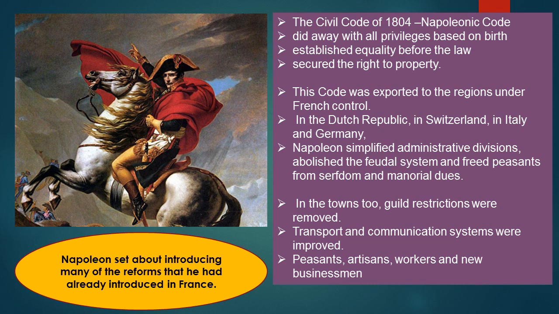The Civil Code of 1804, called the Napoleonic Code, did away with all privileges based on birth, established equality before the law, and secured the right to property. This code was exported to the regions under French control: the Dutch Republic, Switzerland, Italy, and Germany. Napoleon simplified administrative divisions, abolished the feudal system, and freed the peasants from serfdom and manorial dues.